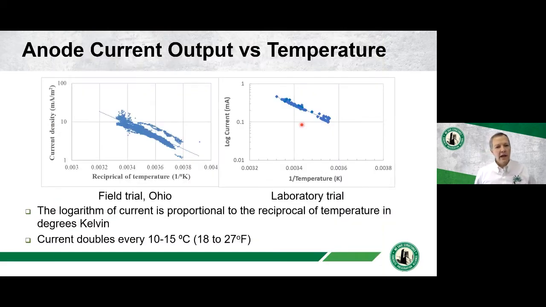Okay, the last main issue that I want to bring up and talk about, and then we'll show you some other examples, is the effect of temperature. So anode current output is going to go up when temperature goes up. It's going to go down when temperature goes down. You can see that from some of the data that I showed already. If you plot the log of current versus 1 over the temperature, you're going to end up with a nice straight line like this that you can use for design purposes. And just to keep it fairly simple, current is going to double every 10 to 15 degrees Celsius, or every 18 to 27 degrees Fahrenheit.